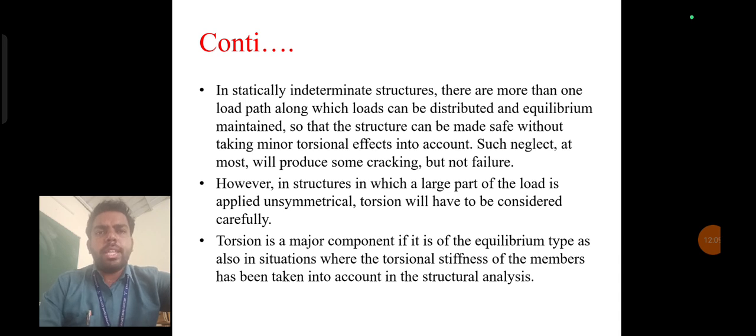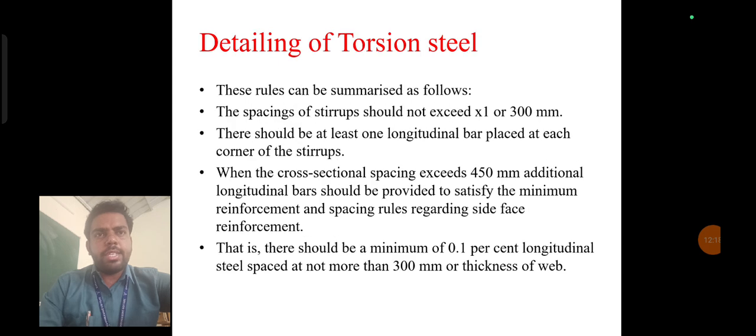Torsion is a major component in the equilibrium portion, where the torsional stiffness of the members is taken into account for the structural analysis. Detailing of the torsion steel: the spacing of the stirrups should not exceed 300 mm. There should be at least one longitudinal bar placed at each corner of the stirrups.